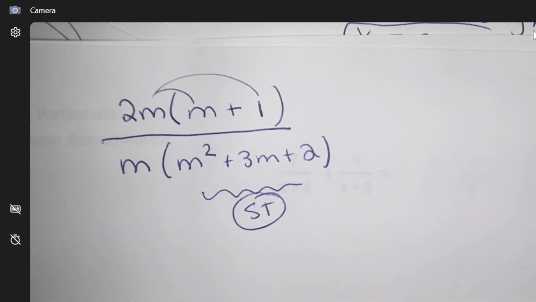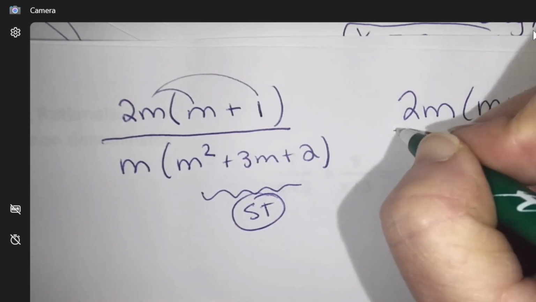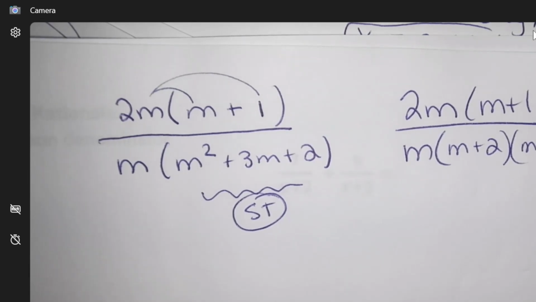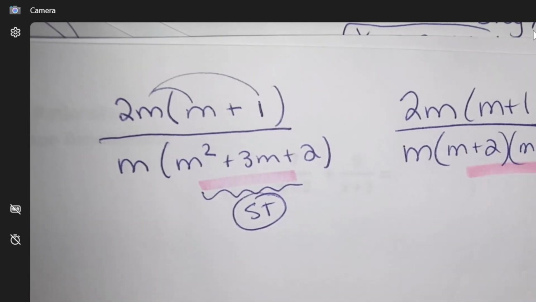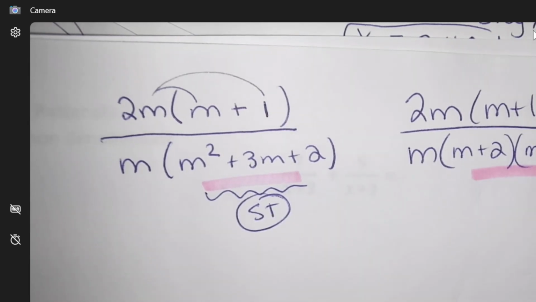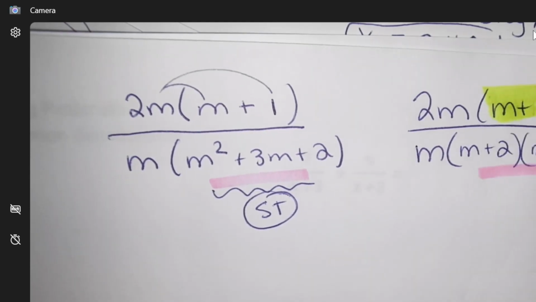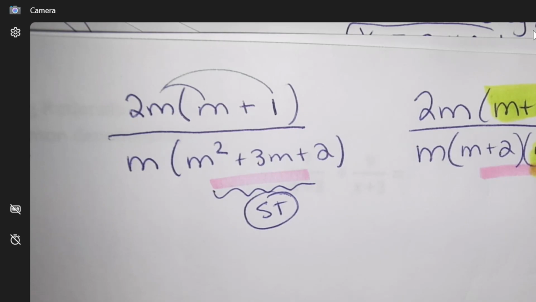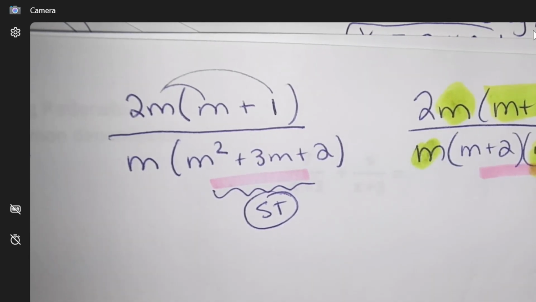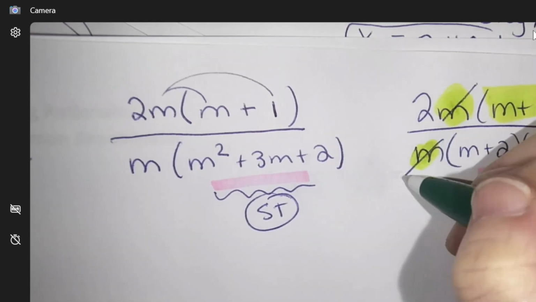Okay, now, continuing, I see a simple trinomial. So I'm going to rewrite the top. So you see what I did? I kept the M out front though, right? And then those two. Okay, so I'm going to look for cancellations of the same multiplier dividers. So M plus 1 multiplier divider can go. And that one can go. Multiplier divider, multiplier divider.